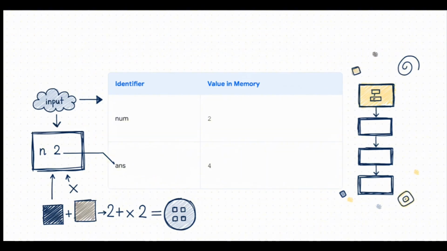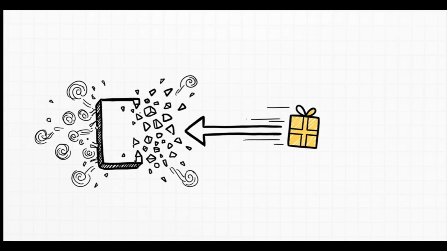Then, in the execution phase, the argument we passed in, remember the value of n was 2, gets assigned to the parameter num. Then the next line executes, ans equals num times num. The engine does the math, 2 times 2, and the result, 4, gets stored in ans. And here is the magic moment.